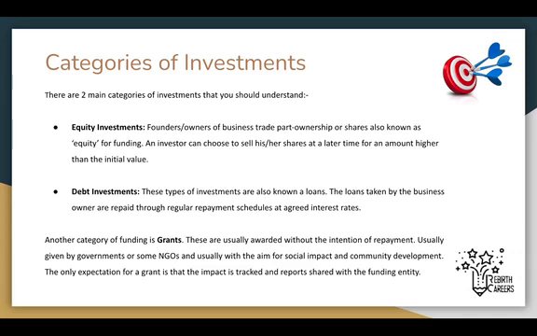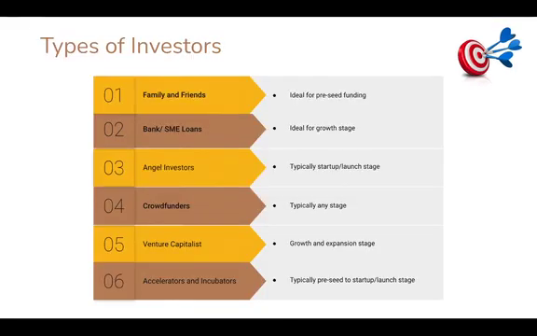They're usually given by government, NGOs, big firms, and usually they target businesses that have a social impact factor, or whose business model is impacting the development of the community. Those are the types of businesses that grant funders really look for. The only expectation for grant funding is that the impact is tracked and the reports are usually shared with the funding entity.